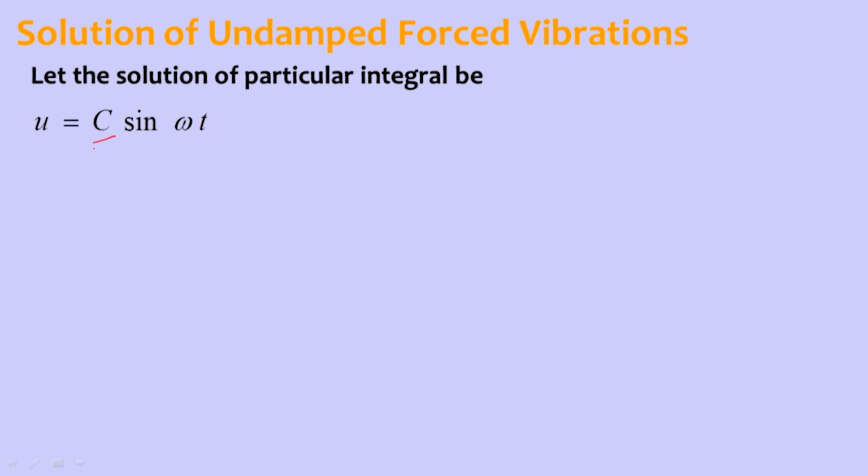So if u is an assumed solution, then let us derive u double dot. So u double dot is the differentiation of this term two times. If we differentiate this, we get omega c cos omega t, and if we differentiate again, it becomes minus omega sin omega t multiplied by another omega. So we get minus omega squared c sin omega t.